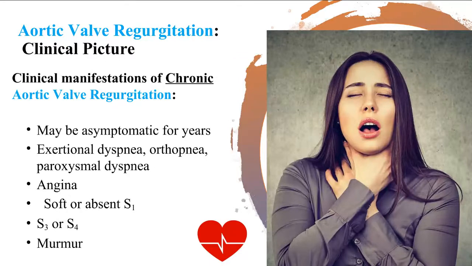They may be asymptomatic for years, but as time goes on and they have left heart failure, they're going to become symptomatic. So they're going to have exertional dyspnea, just like we talked about before. When they're getting up to do things, they're going to be short of breath or have difficulty breathing. What is orthopnea?